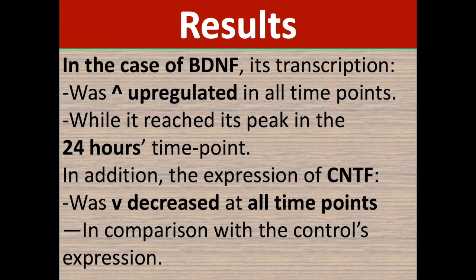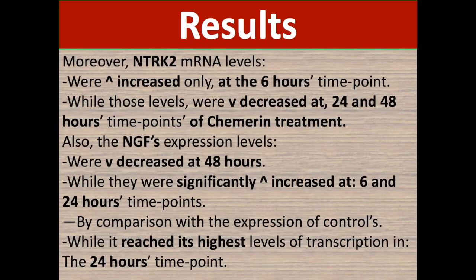In the case of BDNF, its transcription was upregulated at all time points, while it reached its peak at the 24 hours time point. In addition, the expression of CNTF was decreased at all time points, in comparison with the control's expression. Moreover, NTRK2 mRNA levels were increased only at the 6 hours time point, while those levels were decreased at 24 and 48 hours time points of Chemerin treatment.